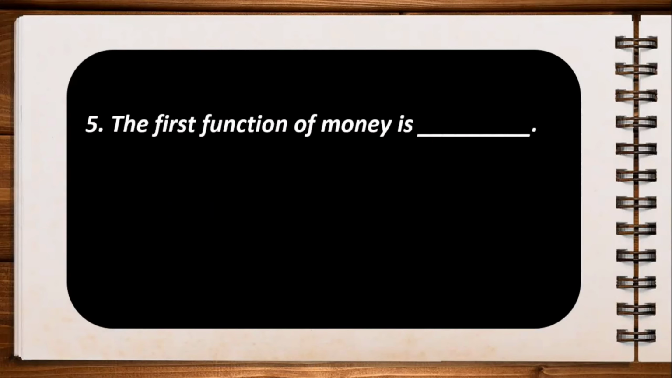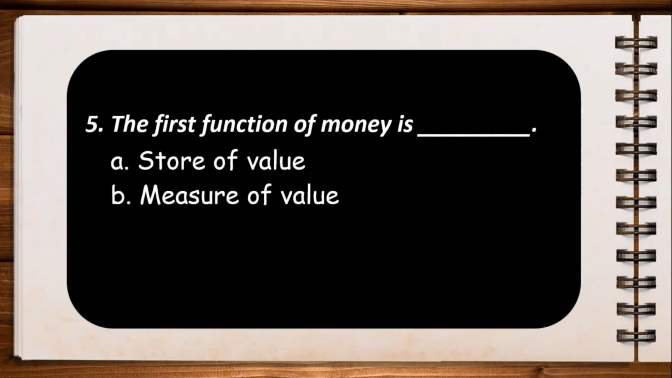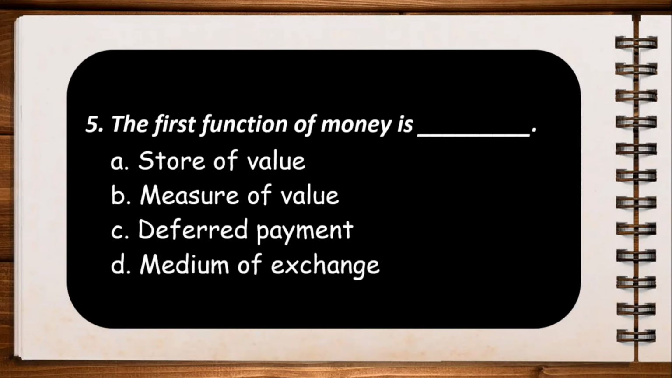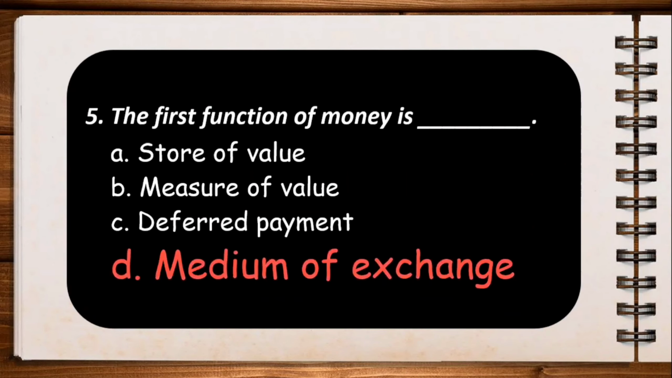So next, number 5. The first function of money is A, store of value. B, measure of value. C, deferred payment. Or D, medium of exchange. So what's the answer? The answer is letter D, medium of exchange. The first function of money is medium of exchange.